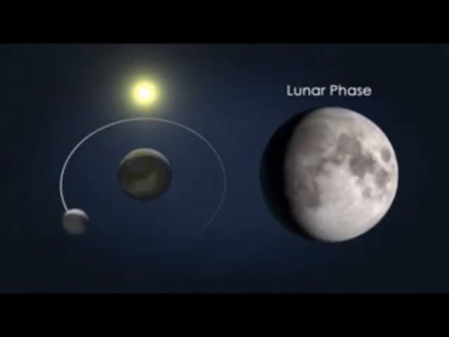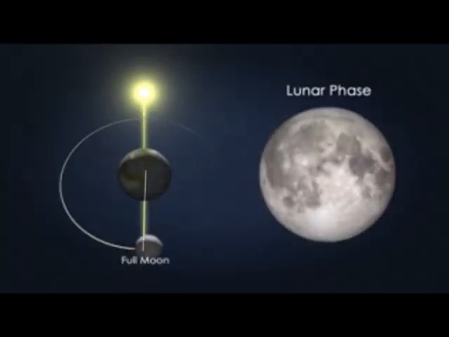Another 7 days and the angle between the two lines will be about 180 degrees. The illuminated side of the moon will now be facing directly towards the earth. The moon will then appear as a complete brilliant disk, and we call this full moon.